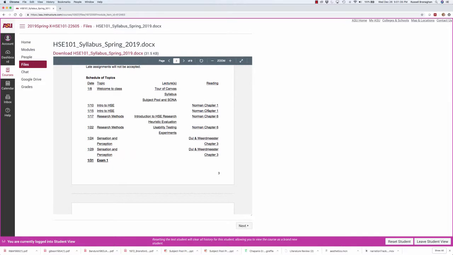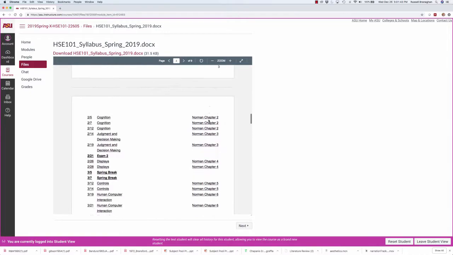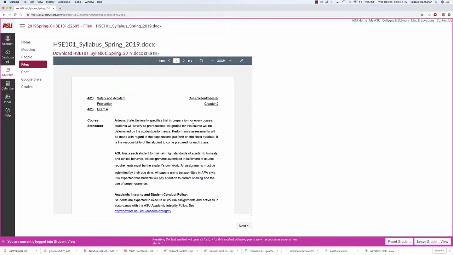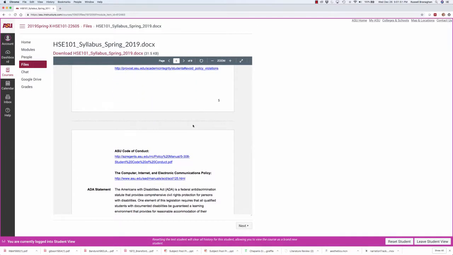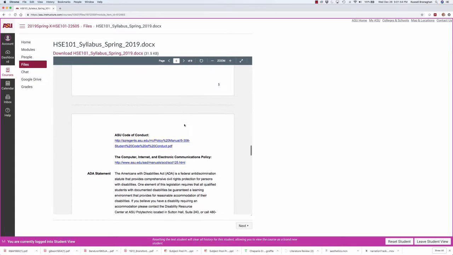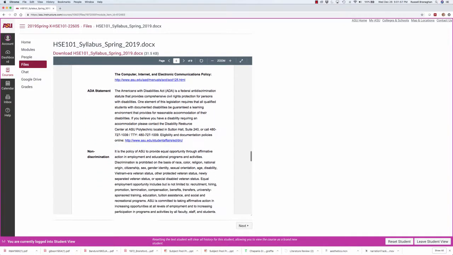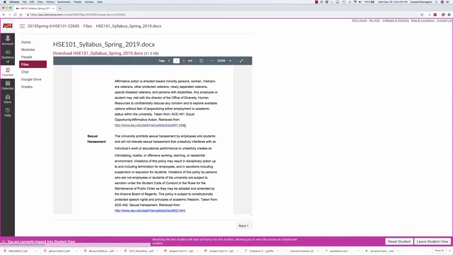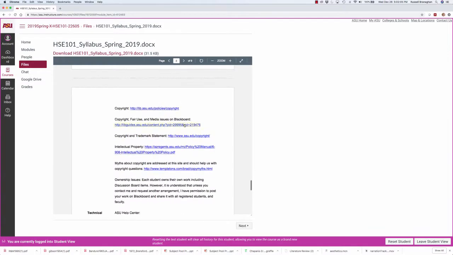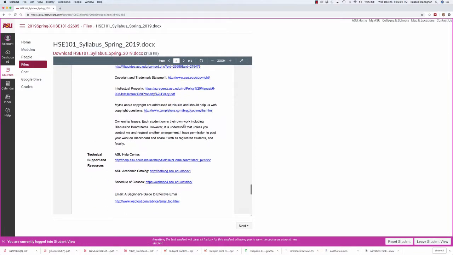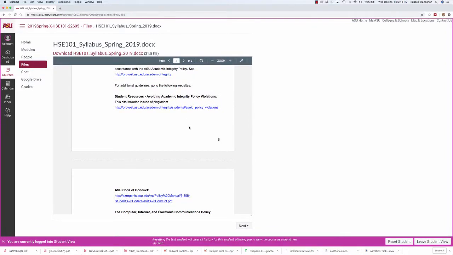The reading that you're responsible for are over here. So that's Don Norman's book, Chapter 1. That'll be Don Norman's book, Chapter 6, etc. And then the remainder is really related to standards that we have here at ASU, things like our codes of conduct, things related to Americans with Disabilities Act, non-discrimination, sexual harassment, copyright, and so forth. Please take the time to read through that, as these are things we're all required to adhere to.